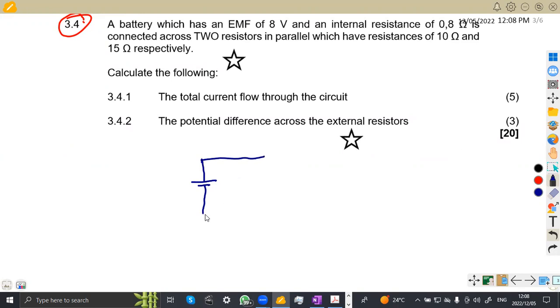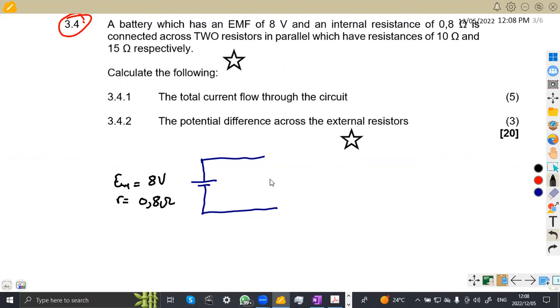So this battery has an EMF of 8 volts. So we are given 8 volts there. The internal resistance, we've got the internal resistance of 0.8 ohms. So this battery is connected across two resistors.